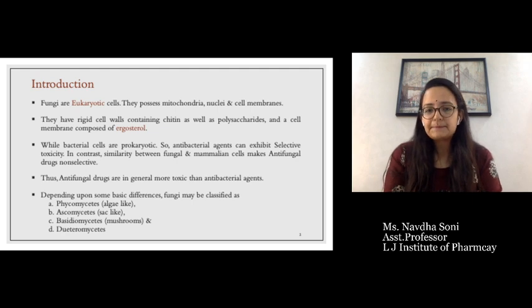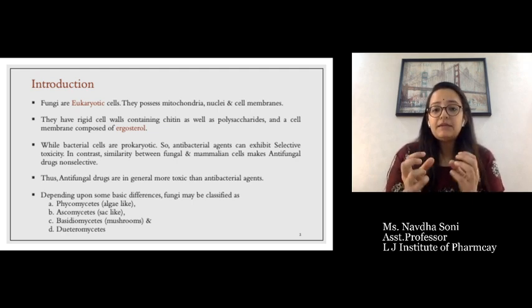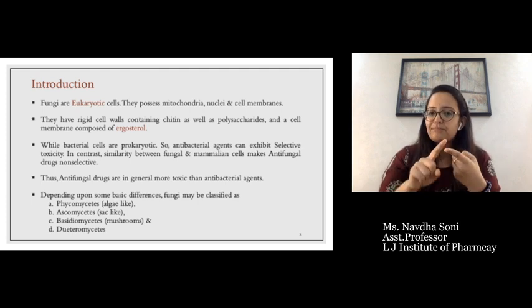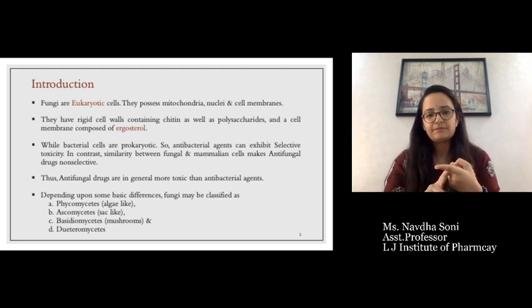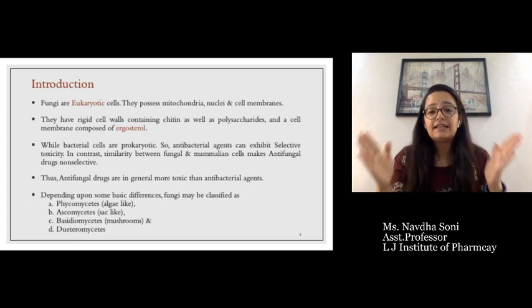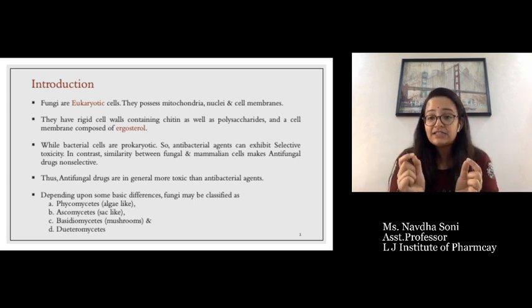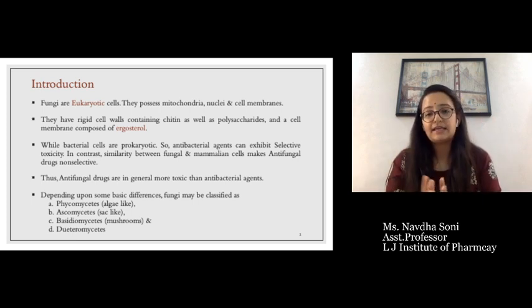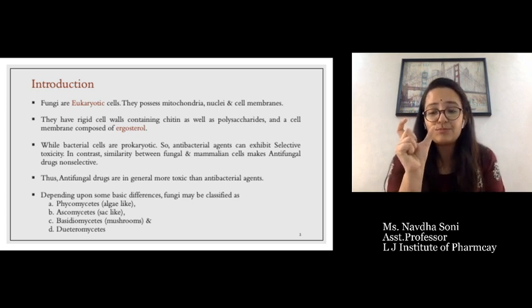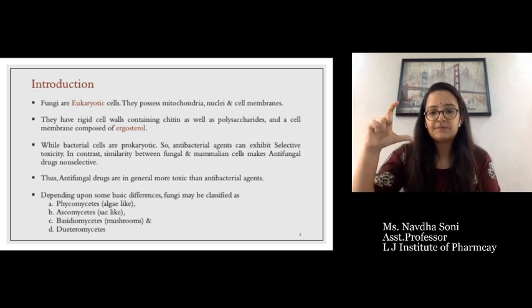What are fungi? Fungi are eukaryotic cells. They possess mitochondria, nuclei, and a cell membrane. They have a rigid cell wall containing chitin as well as polysaccharides, and the cell membrane is composed of ergosterols.